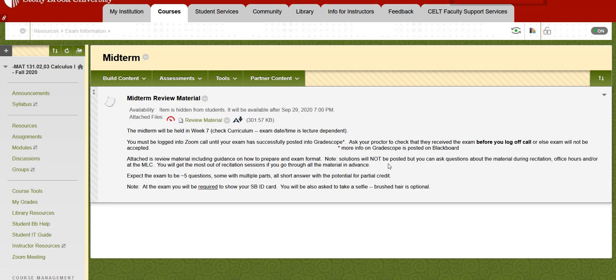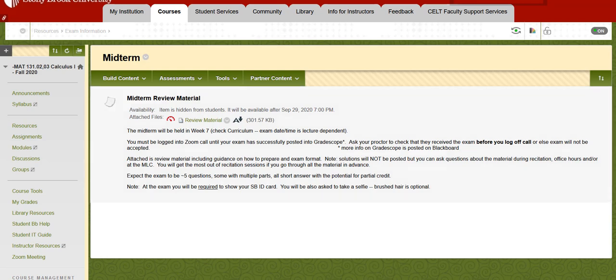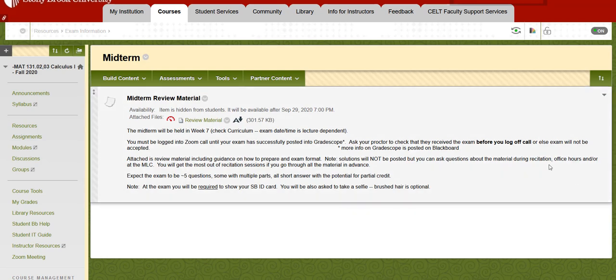So where do you get the answers? You're going to be talking about them in recitation, and don't go into recitation cold and expect your recitation instructor to just kind of spoon feed it all to you. Go through the material before recitation and come in prepared with questions. Try to identify where your weak spots are.